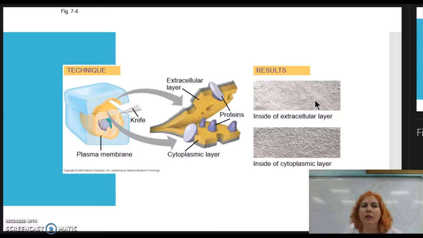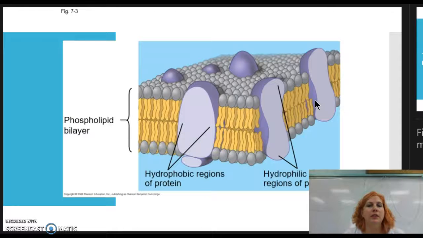So they have an extracellular layer and a cytoplasmic layer. The extracellular layer faces the outside of the cell. The cytoplasmic layer faces the inside of the cell. The results of this show that there are embedded proteins. On the inside, the cytoplasmic layer, you can see multiple embedded proteins. Inside the extracellular layer, you can see that there are not as many embedded proteins. And so what this gives us is this current model.